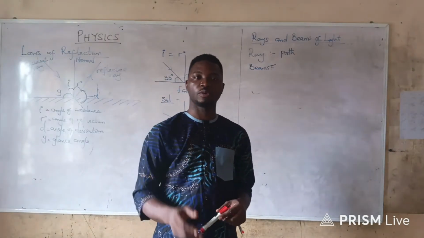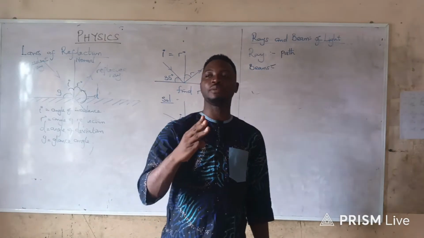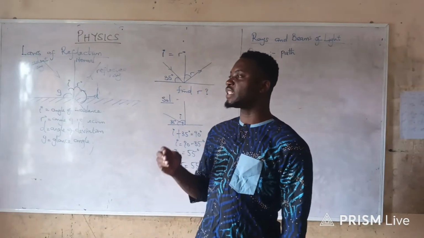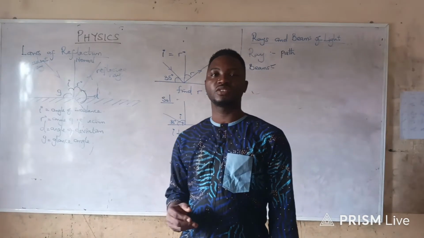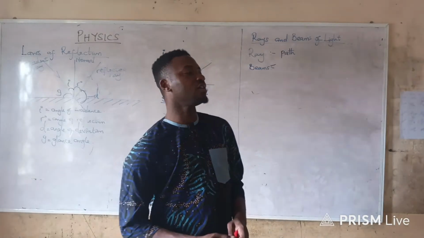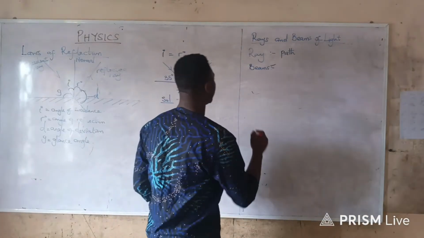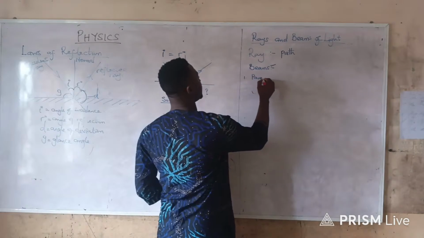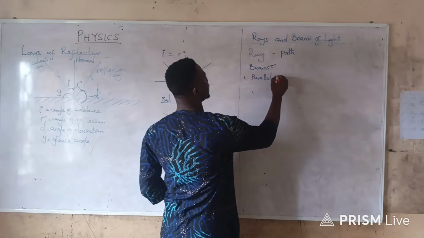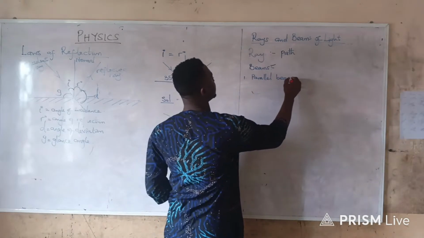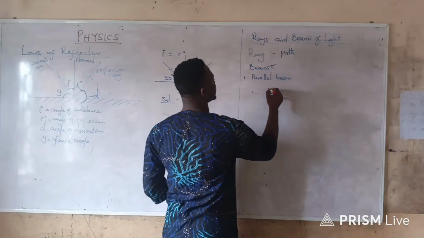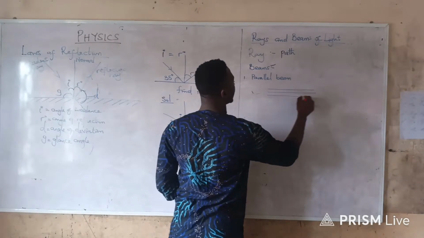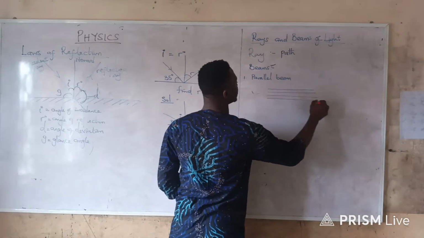Okay, let's write everybody. We have three types of beams of light. The first one is parallel beam. So this is the parallel beam. Remember that parallel lines will never meet.